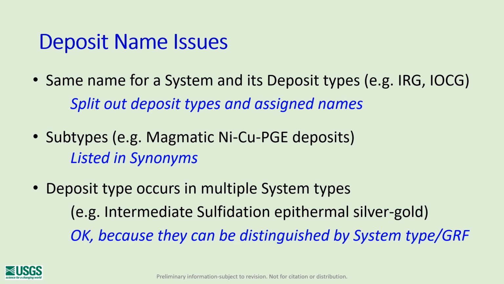We also found that some deposit types occur in more than one system type. For example, intermediate sulfidation epithermal silver gold deposits occur in both subduction-related calc-alkaline porphyry-epithermal systems and rift-related high silica A-type porphyry-epithermal systems. We didn't give such deposit types different names because their system type affiliations, at this point genetically related features, can be used to distinguish them.